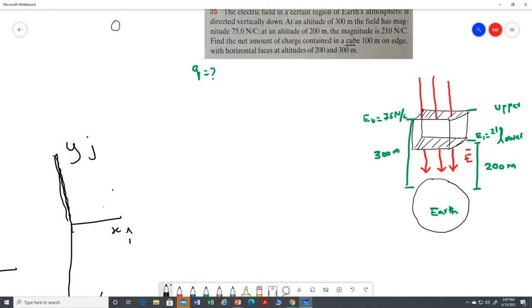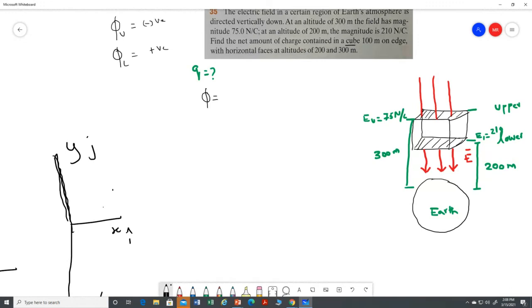What is flux? When the field lines are entering the area, the flux is negative. And when the field lines are coming out of the area, it is positive. So the flux in the upper layer has a negative value and the flux in the lower layer is positive. Am I right? Yes, you are.